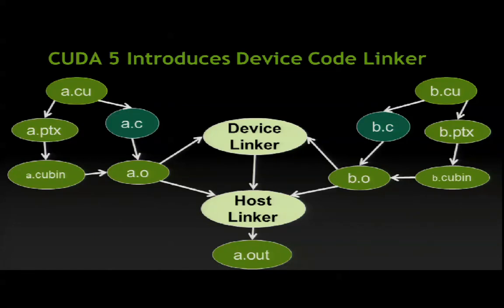Now here comes the real change. What happened with CUDA 5 is that we introduced a device linker. So with this device linker, you can actually look into CUDA code or PTX code or CUBIN code that's sitting inside your object files, link those pieces together, and then hand it off to the host linker that grabs the host pieces of code, and you create the final a.out, the final binary.